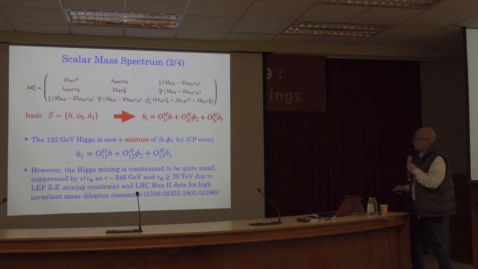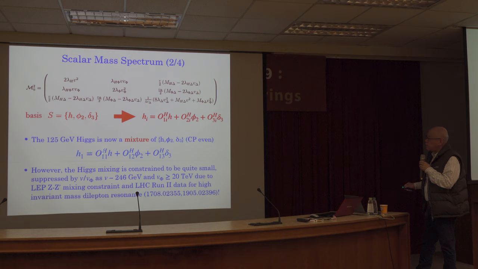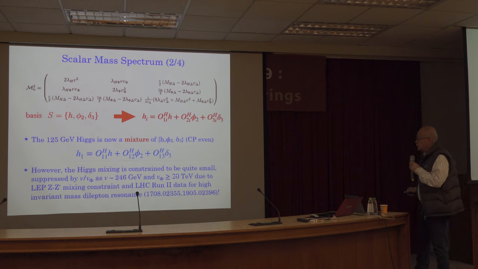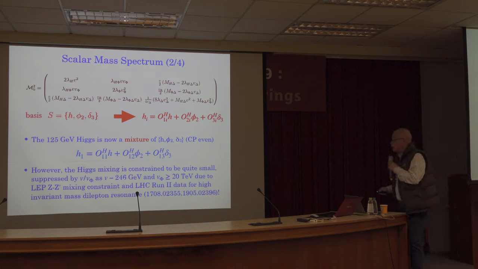This actually H1 is very standard model like. So that means that the H1 component is very close to 1. The other two components of the mixing matrix are very small. Actually, the VEV has to be constrained, the V5 has to be constrained to be bigger than 20 TeV, and also by the electroweak data, and also the Run 2 data from the LHC. I will show you one part later on, the constraint for the scale factor.